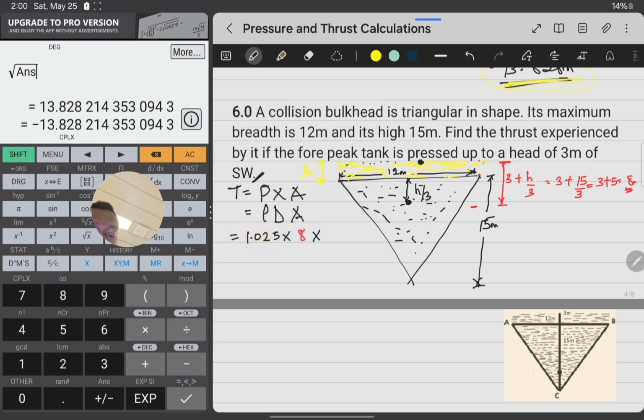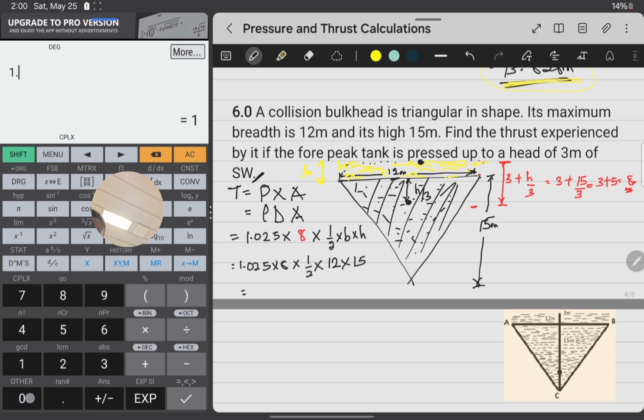The area is the area occupied by this water on the ship, which is half base times height because it's a triangle. So 1.025 times 8 times half of base 12 times height 15. That is 1.025 times 8 times 12 times 15 divided by 2, which gives 738 tons, and that's it.